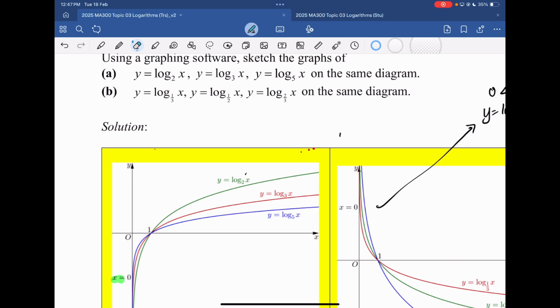So in terms of math, y equals a to the power x, where a is not equal to 1. There's more than 1 and less than 1. Is this more than 1 or less than 1? More than 1. So this is y equals log base a of x, where a is more than 1.